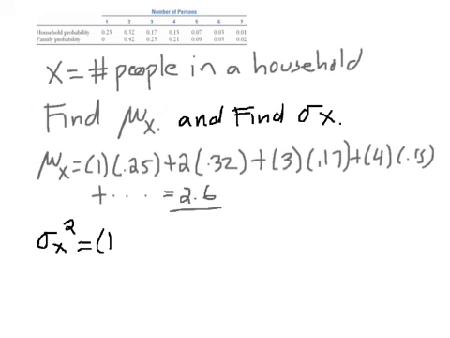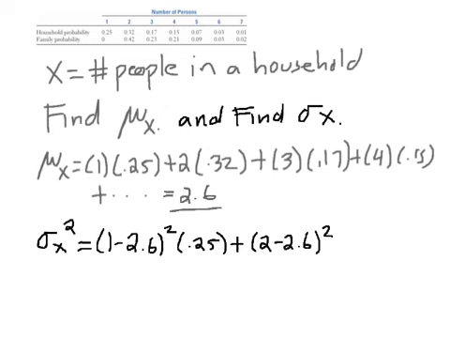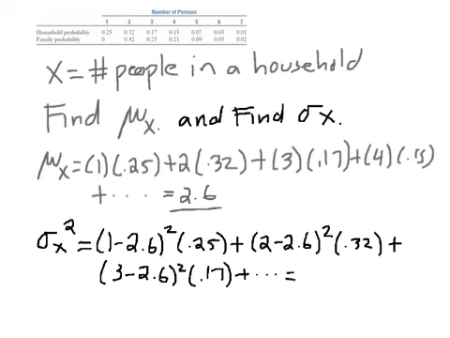So what we do is we do outcome minus the mean, which we just found to be 2.6, squared, times the probability, which is 0.25, plus outcome 2, minus the mean 2.6, squared, times the probability. I'll do one more. We get outcome minus mean squared times point. I'm sorry, this was a mistake. Oh, excuse me here. This was the wrong number. I'm sure some of you were probably thinking what I was doing. This should be 0.32. This one's 0.17. And you basically do that for each outcome.